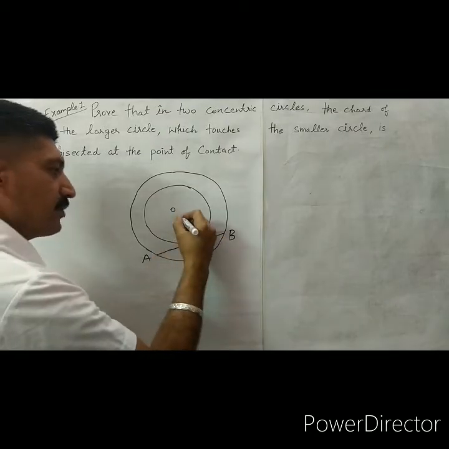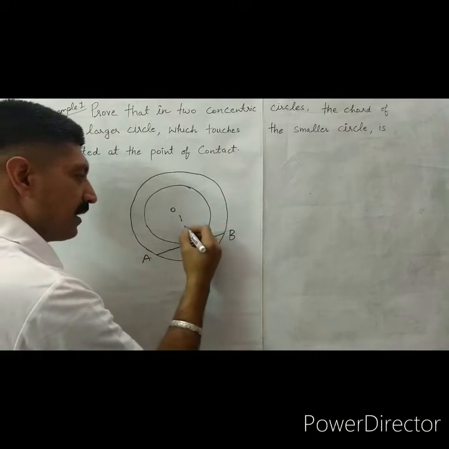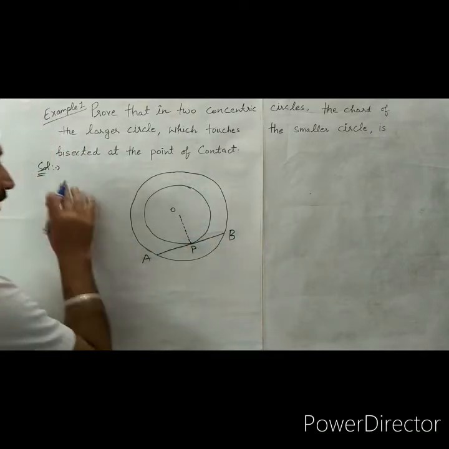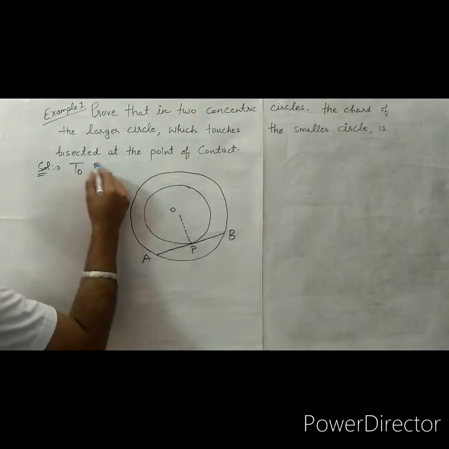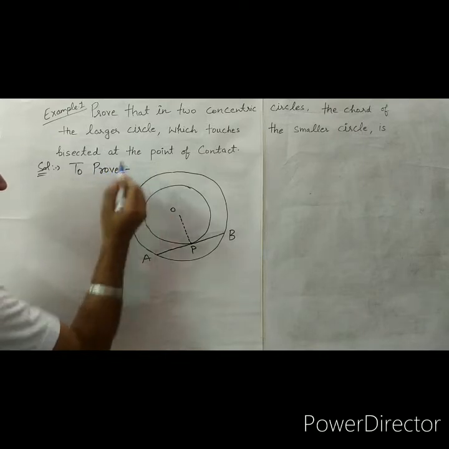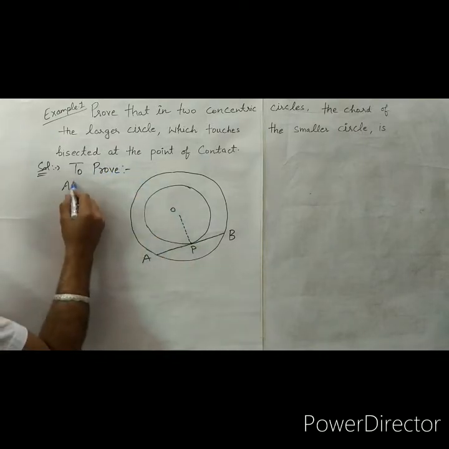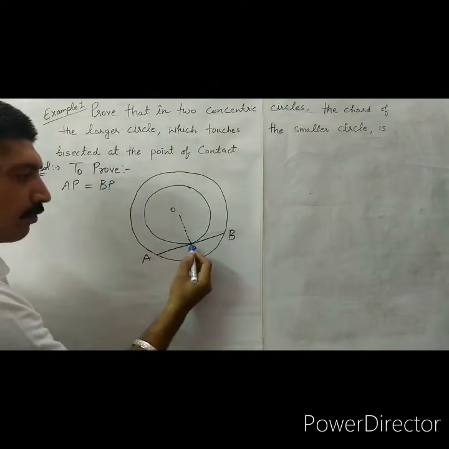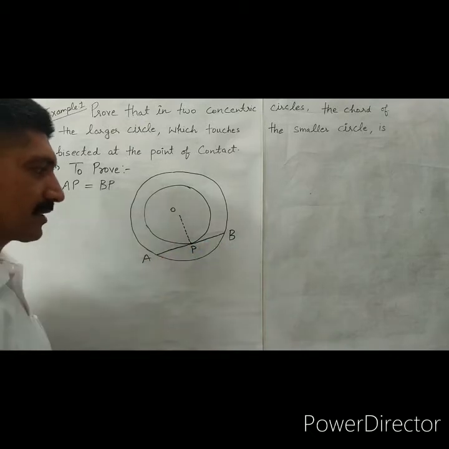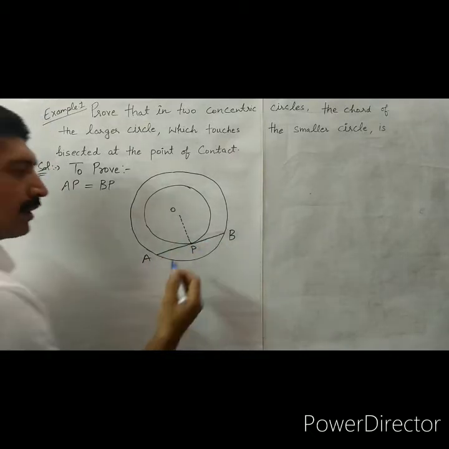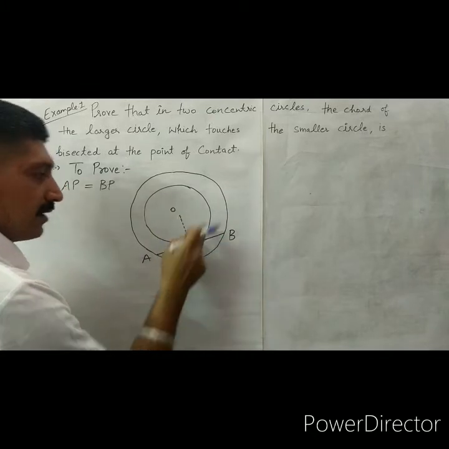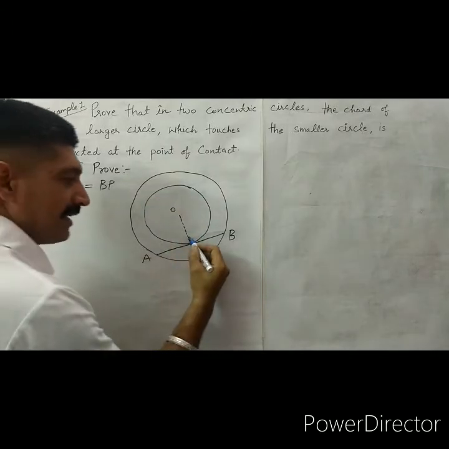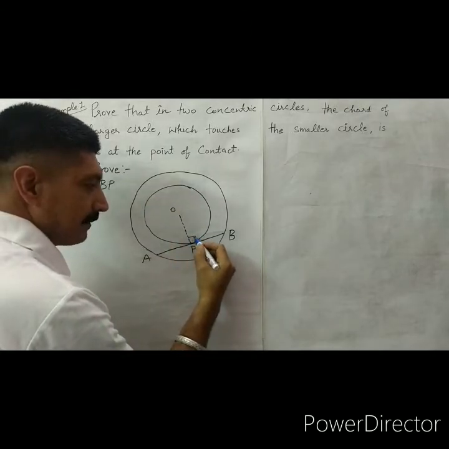So here we join point P with the center O, and here to prove, we have to prove that AP is equal to BP, meaning point P, the point of contact, divides the chord into equal parts. Here we know that this AB is also a tangent on the inner circle. So this angle is always 90 degrees.